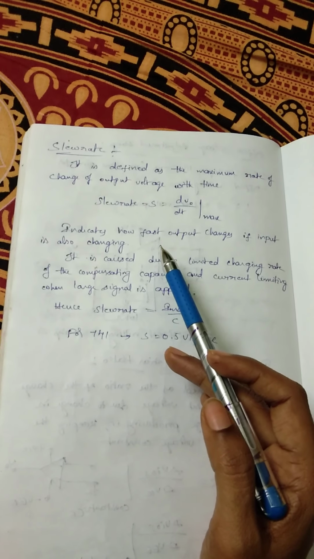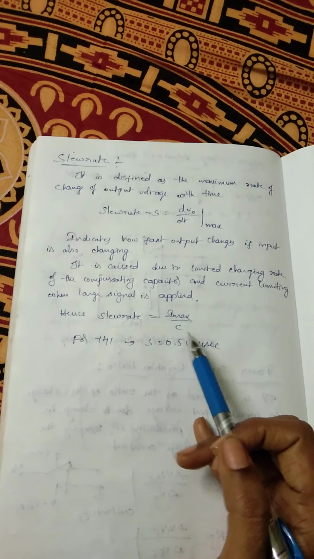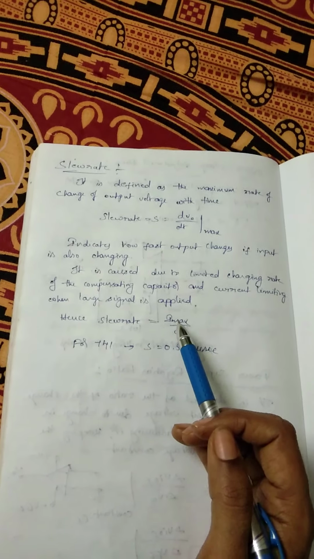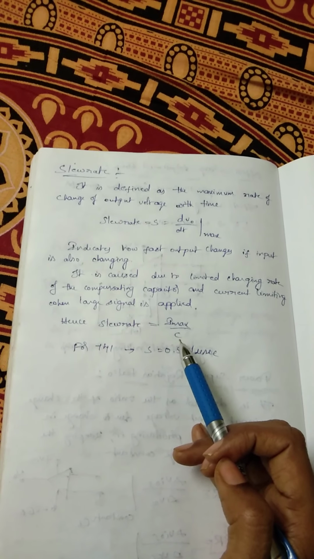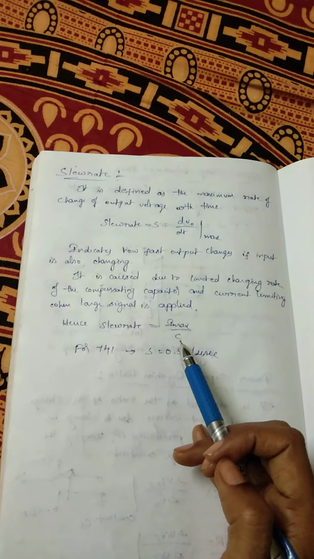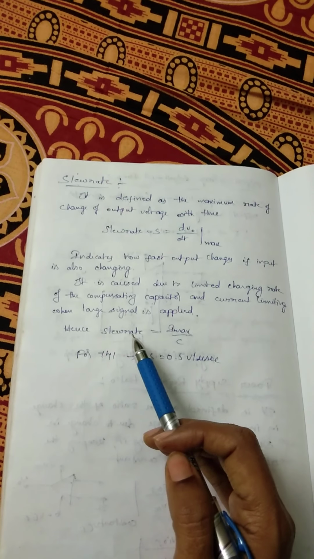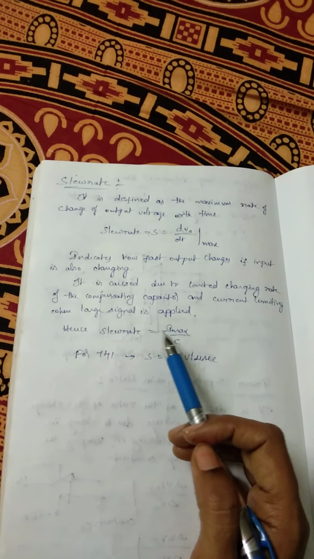And slew rate can also be represented as S is equal to I max by C, where I max is the maximum current and C is the compensating capacitor in the op amp. So in order to obtain a higher slew rate, we should maintain the current at maximum.